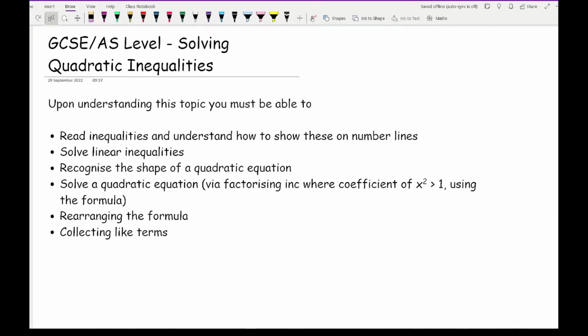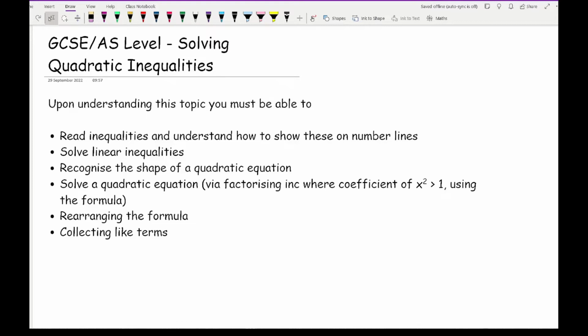Now before we start talking through quadratic inequalities, I think it's really important that you're able to understand some prior topics, as quadratic inequalities is often taught later on in the GCSE syllabus, but also at the start of A-level maths once you've done quadratics. Upon understanding this topic, you need to be able to read inequalities and show these on number lines. You also need to be able to solve linear inequalities where you've just got a single x. You also need to be able to recognize the shape of a quadratic equation when it's plotted, so either a positive or a negative parabola, so either a happy face or a sad face.